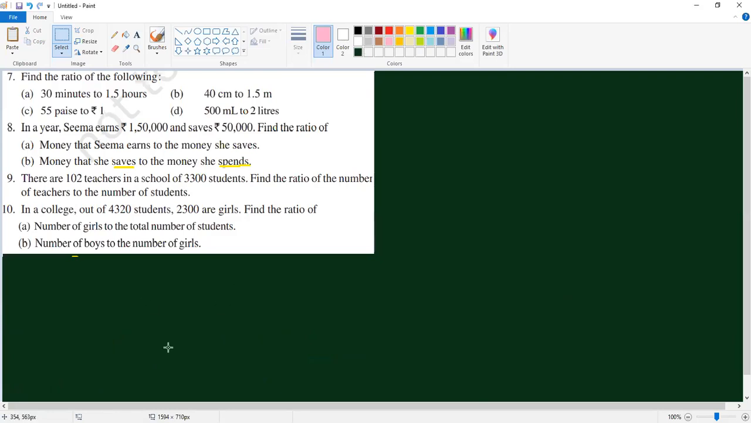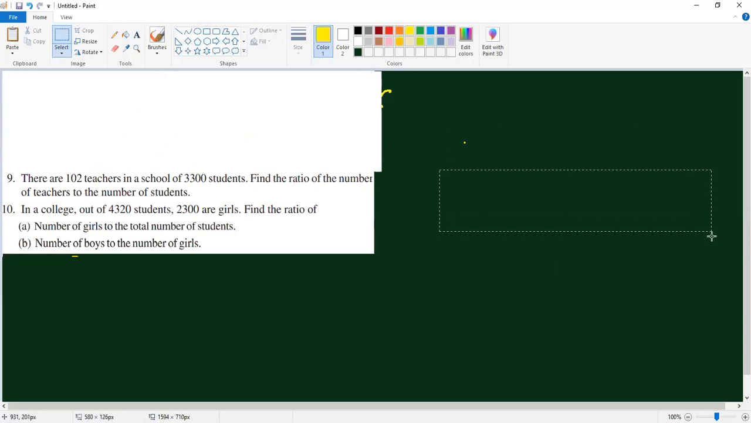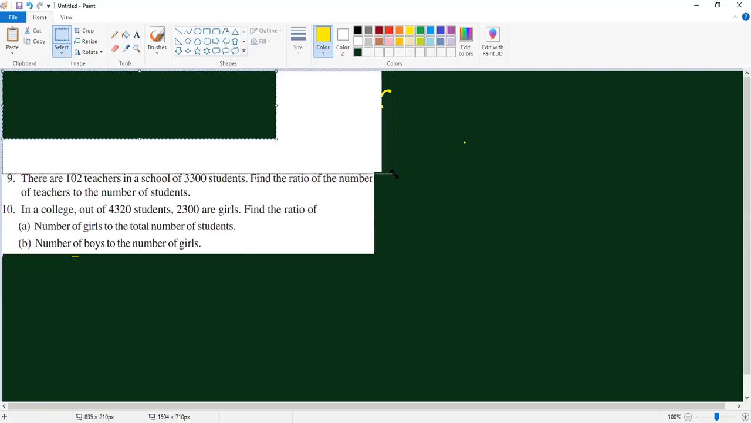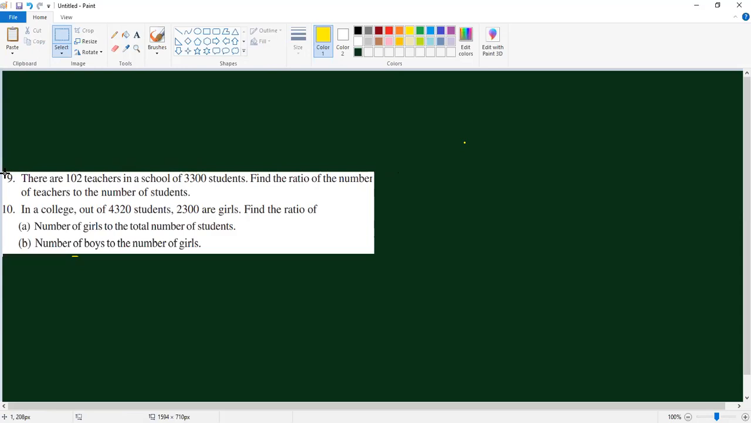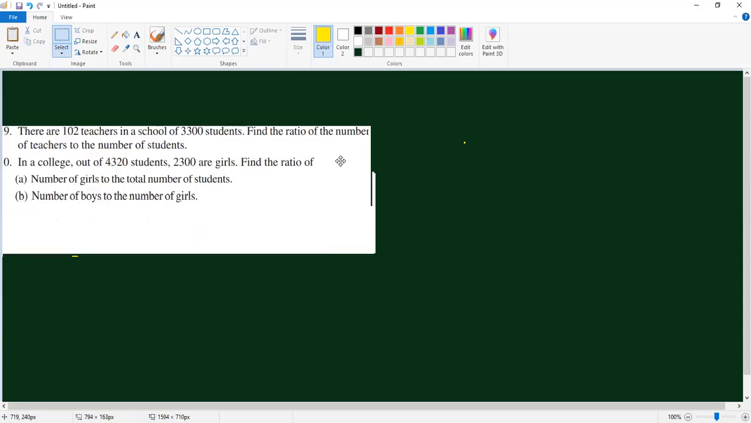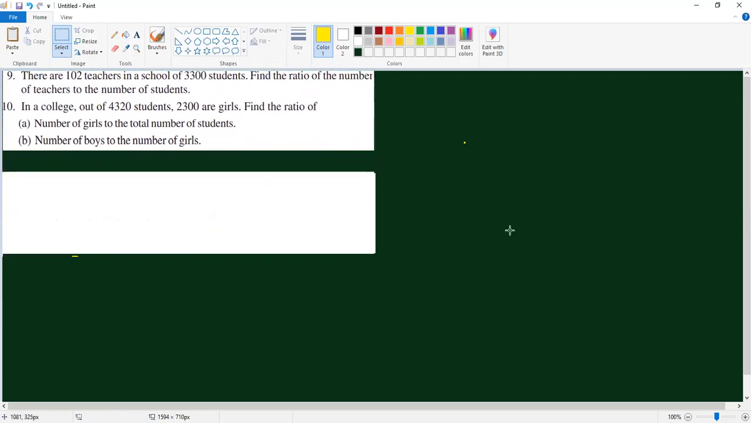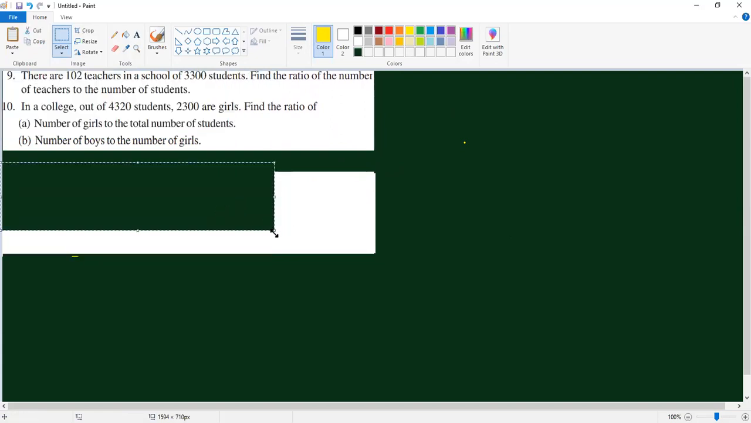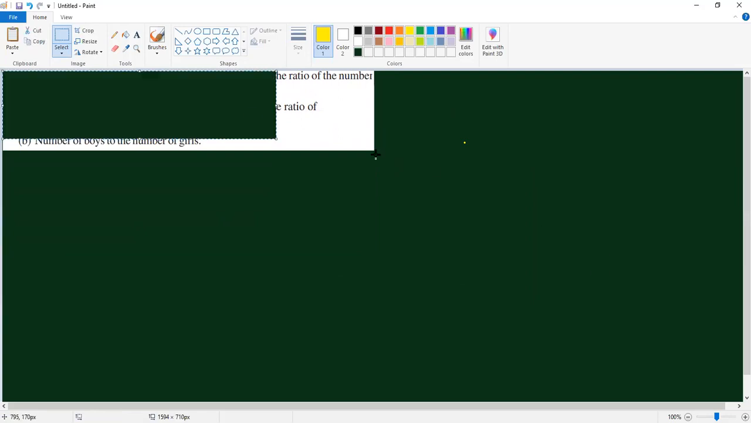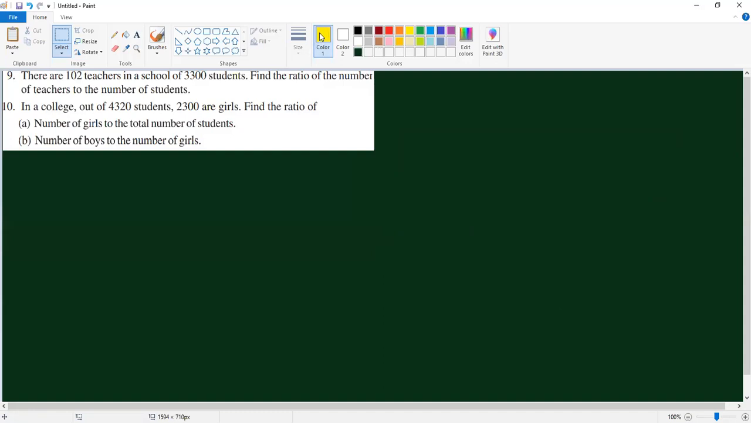All right, question number 9. So question number 8 we can cut now, it is not required. This is cut, done. Question number 9 and 10.